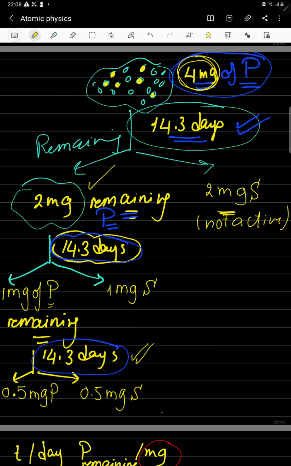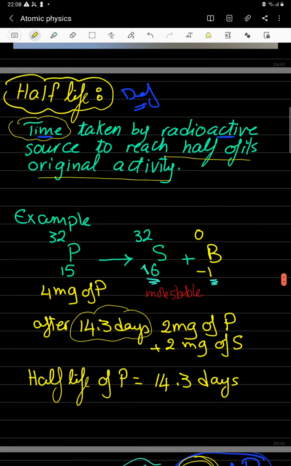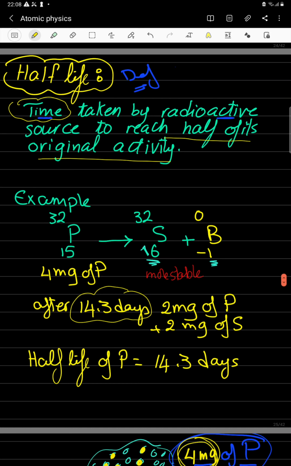Okay? So what is the half-life? Which number from the numbers in front of me is the half-life? The 14.3 days. So the half-life is time. It's not the count. It's not the amount of activity. It is the time taken by the radioactive source to reach half of its original activity.